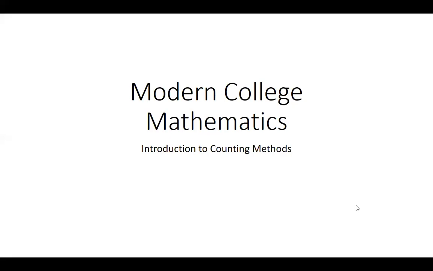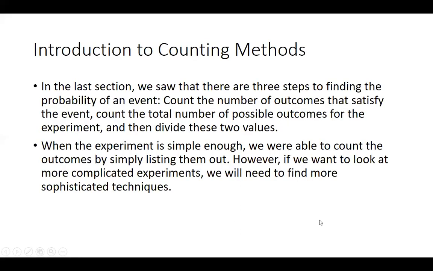Hello, everyone. Today we're going to talk about Section 2.2, Introduction to Counting Methods. In the last section, we saw that there are 3 steps to finding the probability of an event. Count the number of outcomes that satisfy the event, count the total number of possible outcomes for the experiment, and then divide these two values.